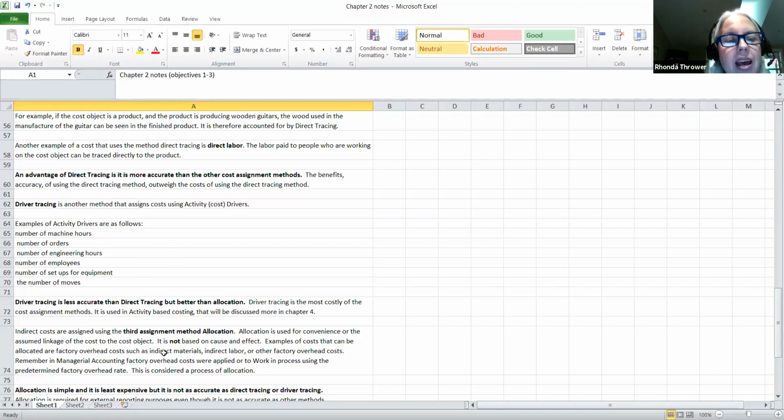There is a third method of cost assignment which we need to talk about, which is called allocation. You are familiar with allocation of things like factory overhead. Allocation is used for convenience or the assumed linkage of the cost to the object. It is not based on cause and effect like direct tracing and driver tracing.